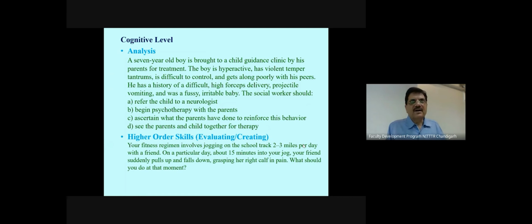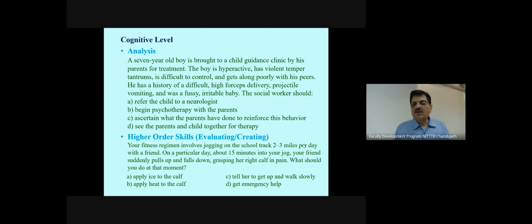Higher order, containing evaluation and creating. Your fitness regimen involves jogging on the school track 2 to 3 miles per day with a friend. On a particular day, about 15 minutes into your jog, your friend suddenly pulls up and falls down, grasping her right calf in pain. What should you do at that moment?